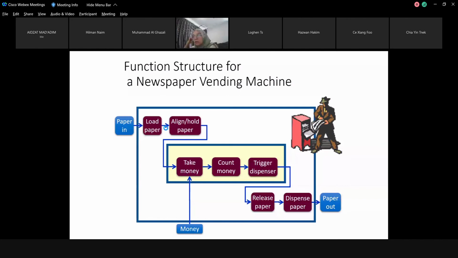It's not really good. You have an idea how to improve. What is missing here? Just imagine that you're designing a paper vending machine. How to improve this one? Come on, quickly.